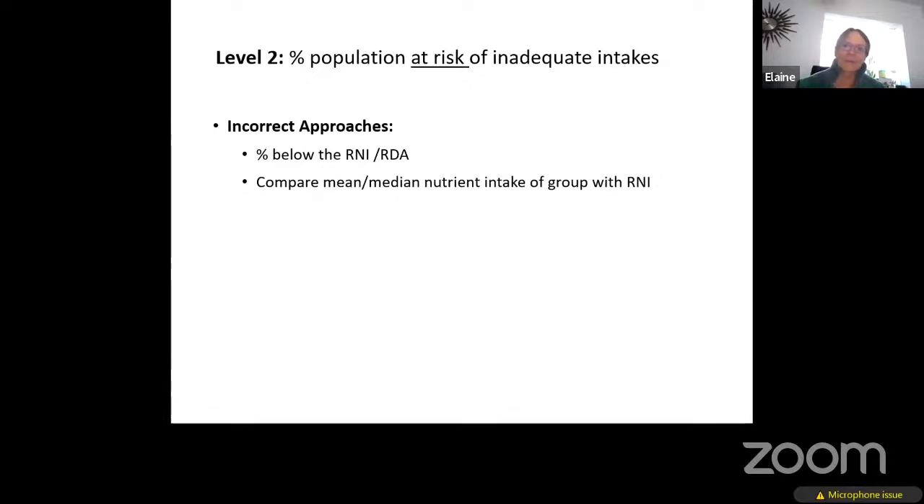Because that's a level that meets the needs of most people. And so there'd be lots of people there that were misclassified as not meeting their needs, when actually they were meeting their needs because their nutrient requirements are less than the RDA. So if we use that approach, we'd be overestimating the problem in the population. And remember that if you're looking at the literature. Also, this is less frequent, if you're seeing something where they're comparing the mean or median nutrient intake of a group with the RNI, that also is not appropriate.